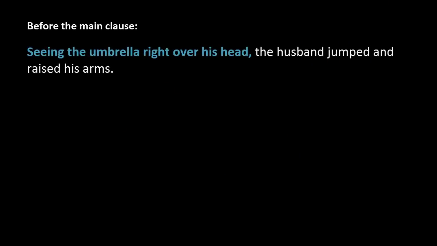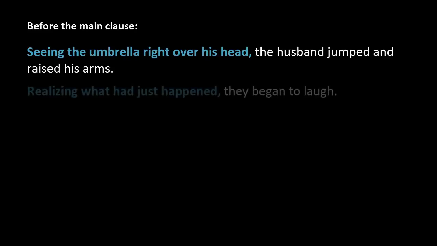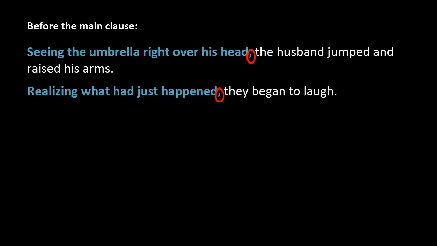Here are 2 lines from the story. Seeing the umbrella right over his head, the husband jumped and raised his arms. Realizing what had just happened, they began to laugh. In both sentences, the phrase comes before the main clause. Commas are generally used for separation.